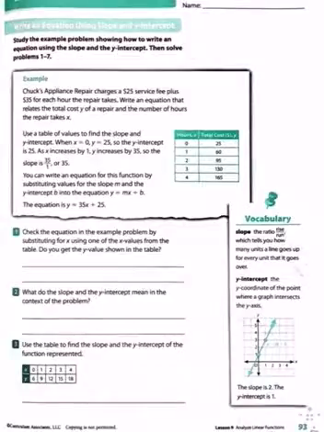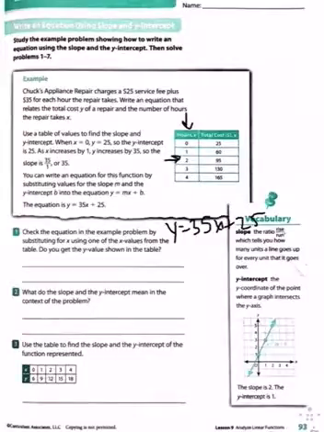Problem number 1. It says check the equation in the example problem by substituting for x one of the x values from the table. Do you get the y value shown in the table? So I take the equation y equals 35x plus 25, and instead of x, I'm going to pick any number from the x column. So I'm going to pick 2.